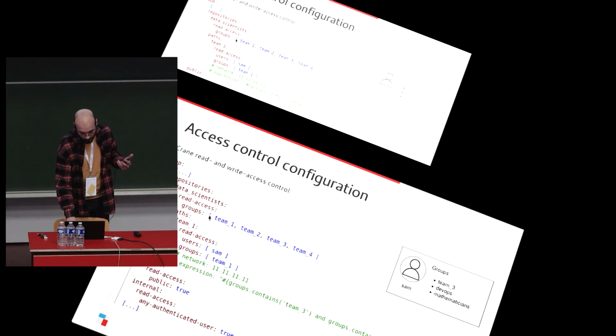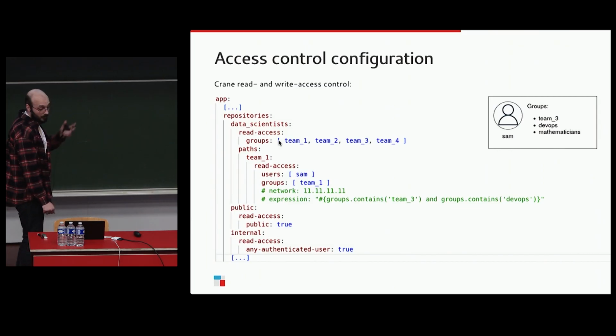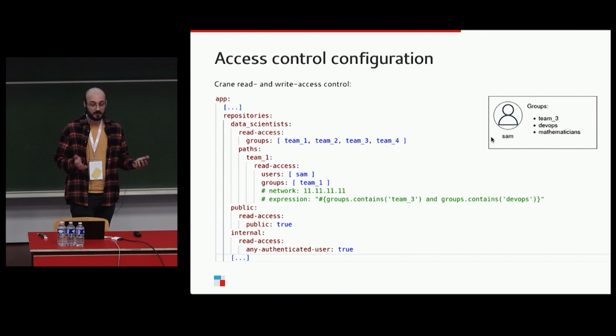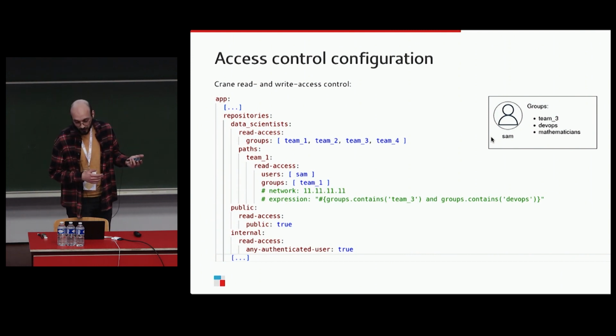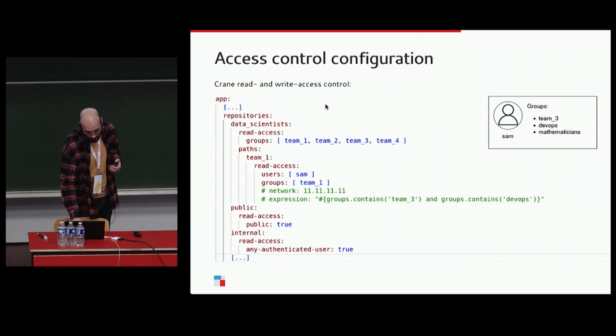So now let's get to the nitty-gritty of the access control. Say we are user Sam, for example, and we are part of the Team 3 group, the DevOps group, and the mathematicians group. Where do we have access at the moment? Well, in the data science team folder, you could say we have access as we've defined the read access for groups. Everyone that has the group Team 1, Team 2, Team 3, or Team 4 has access to this data.